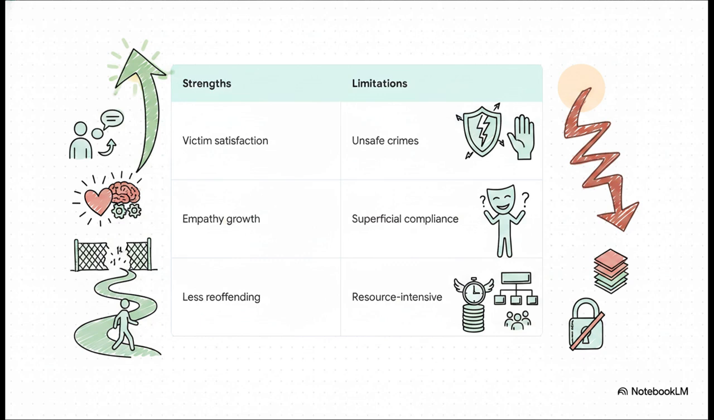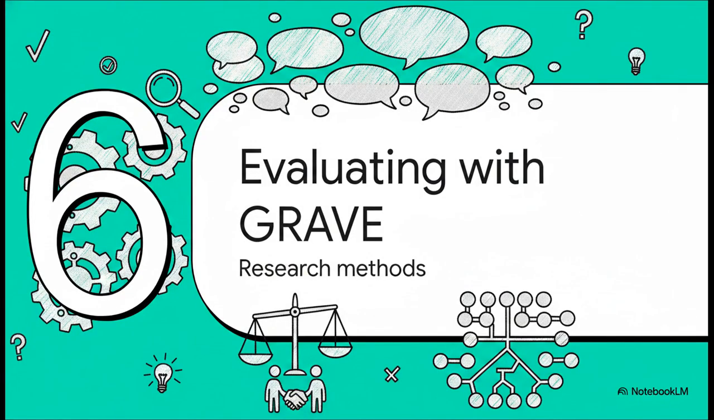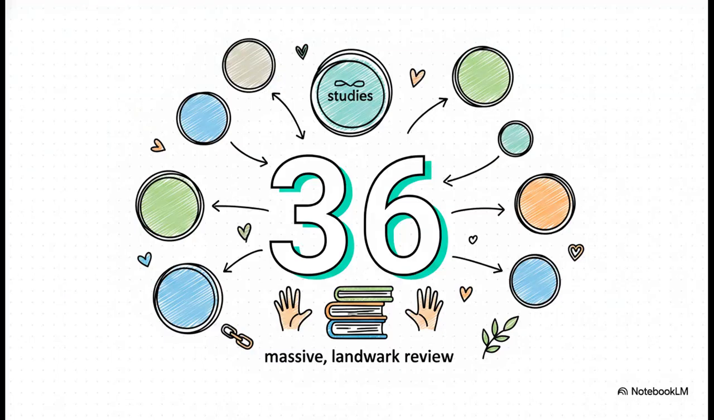And finally, Section 6, Evaluating Studies with GRAVE, Seeing Research Methods in Action. For this last part, we're going to evaluate the core empirical studies backing restorative justice, specifically using the GRAVE criteria. It's just a fantastic framework to structure your research methods evaluation. Just let this number sink in for a second.